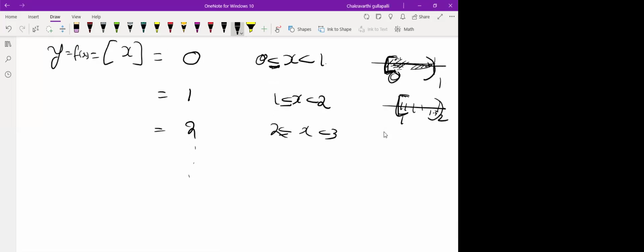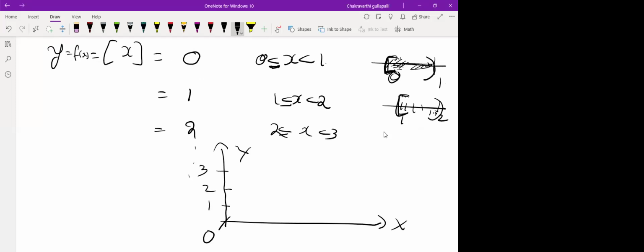So when you plot the graph of this function, this is the y-axis, this is the x-axis, this is the origin. Y equal to 1, y equal to 2, y equal to 3 and so on. Here x equal to 1, x equal to 2 and so on. When x is between 0 and 1, what is the value of y? It is 0. That means y equal to 0 represents this; this y value is 0.